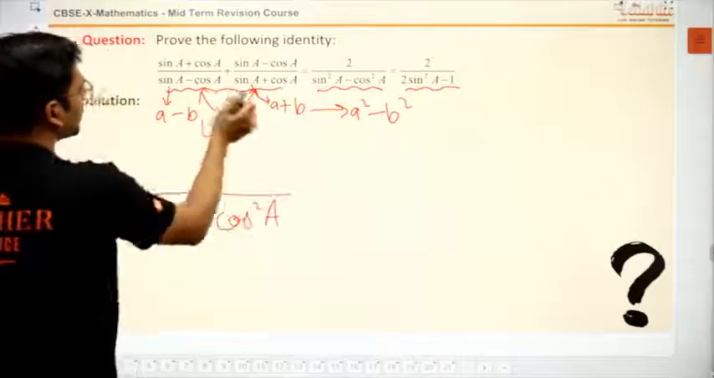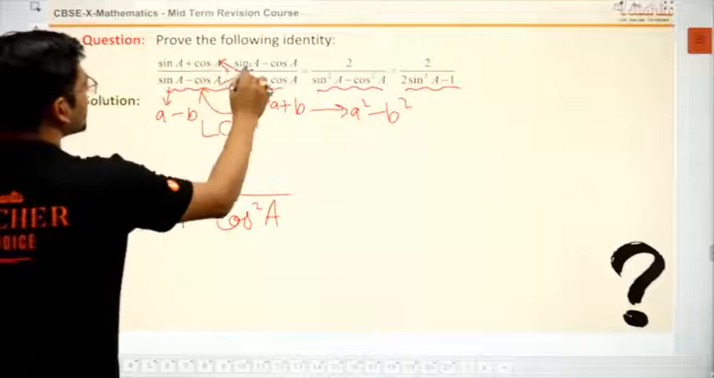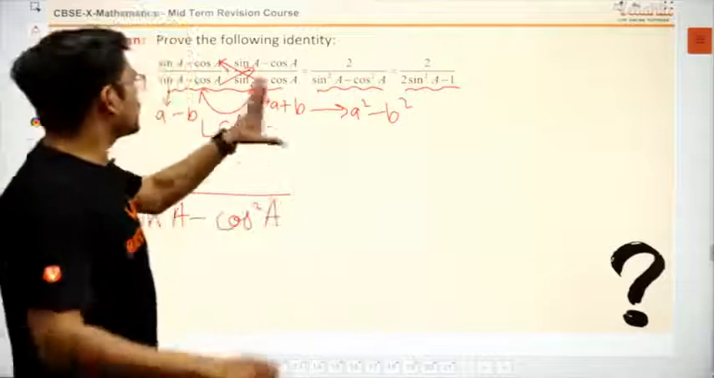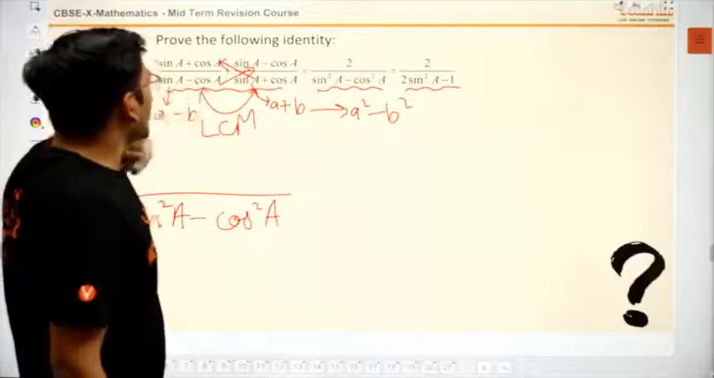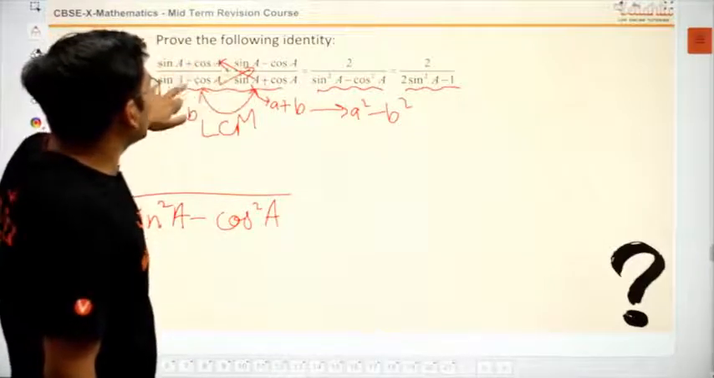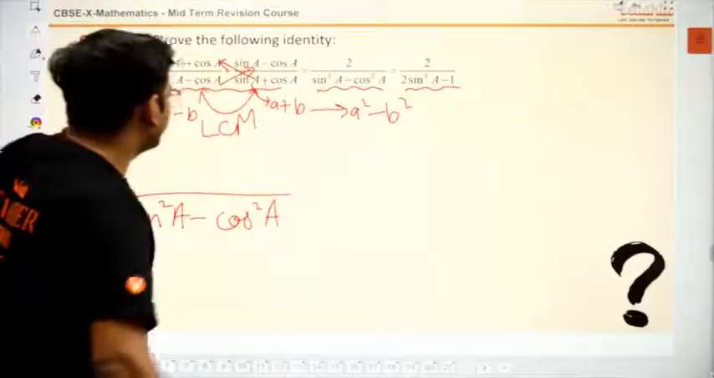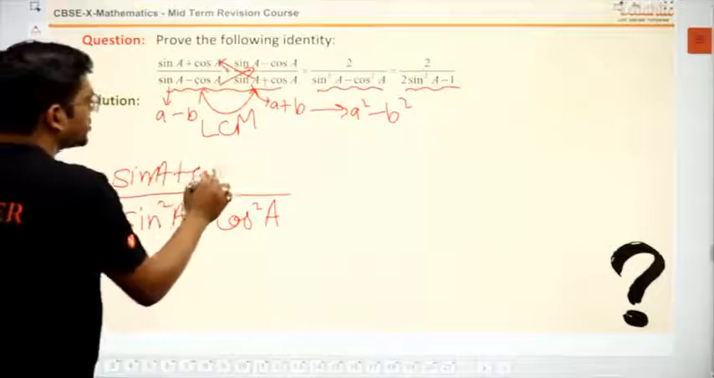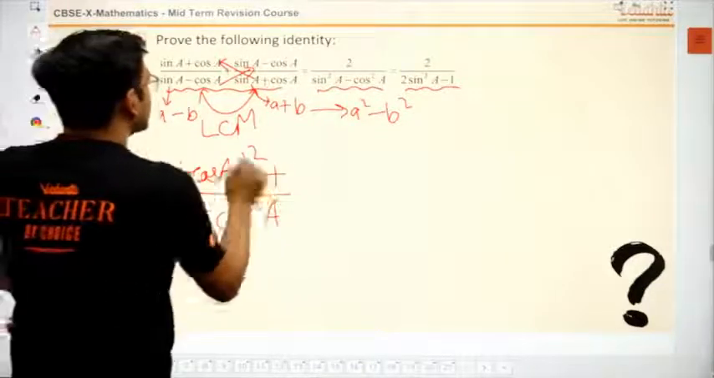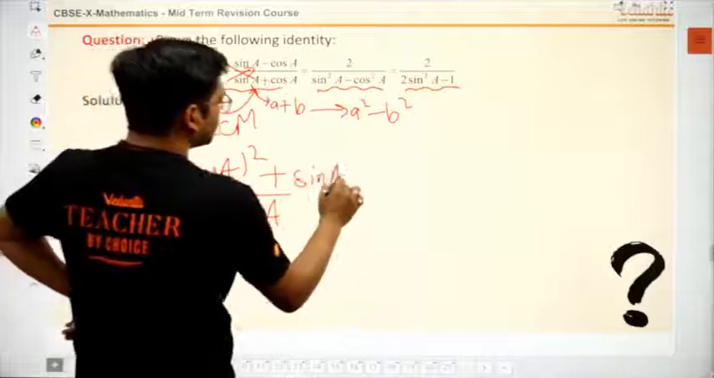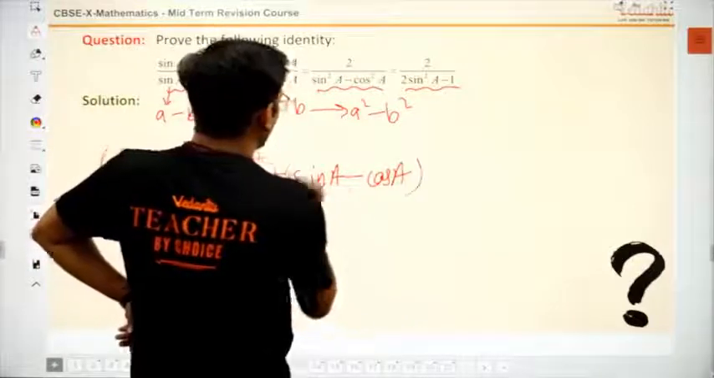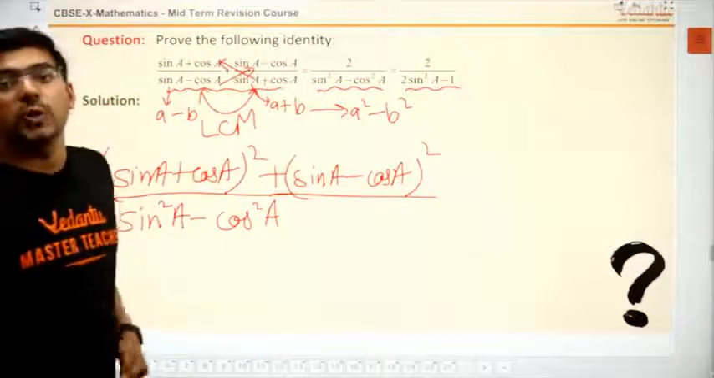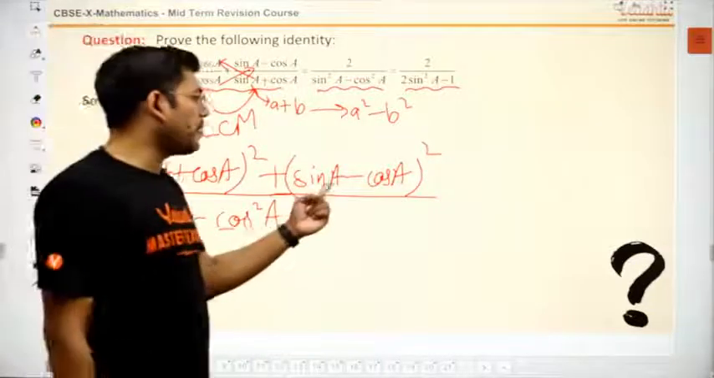I multiplied both of them, and then this will be multiplied to this and this will be multiplied to this. This is the easiest way, yaar. You have to multiply the denominator to the numerator, denominator to numerator. So simple. Now multiply this to this: sin a plus cos a whole square plus sin a minus cos a whole square. Now a plus b whole square, and here a minus b whole square.